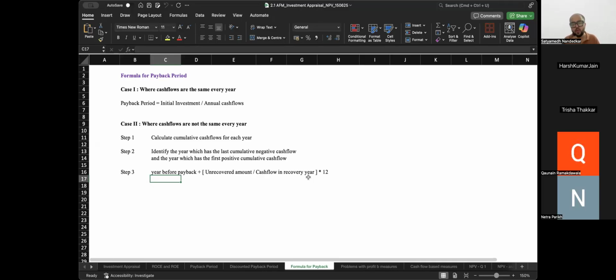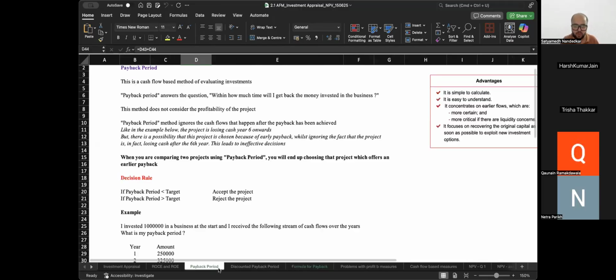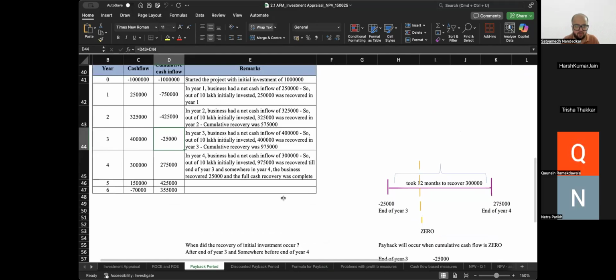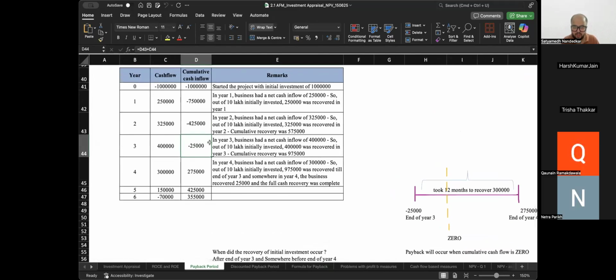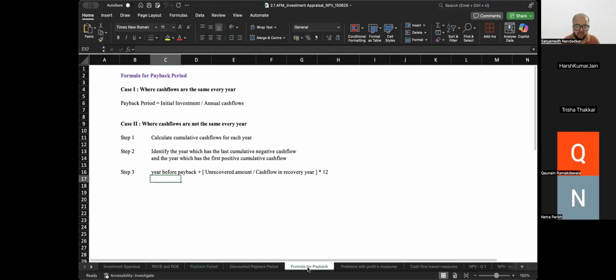When the cash flows are not the same each year, how do you go about it? You take the cumulative cash flows, identify the year which has the last cumulative negative cash flow and the year which has the first positive cumulative cash flow. Matlab, if you look at this, last cumulative negative cash flow is in year 3, next one is in year 4. ठीक है, identify that.